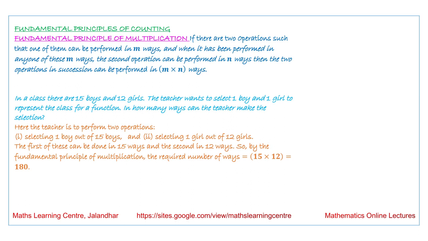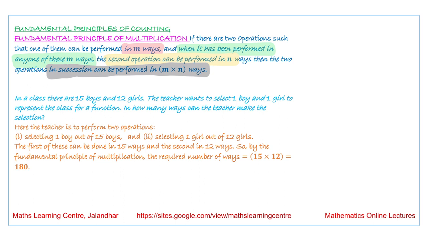Suppose we have two operations, and the first operation can be performed in m ways. After the first operation has been performed, the second operation can be performed in n ways. Then these two operations happening in succession can be performed in m into n ways. This will be more clear to you with this example.